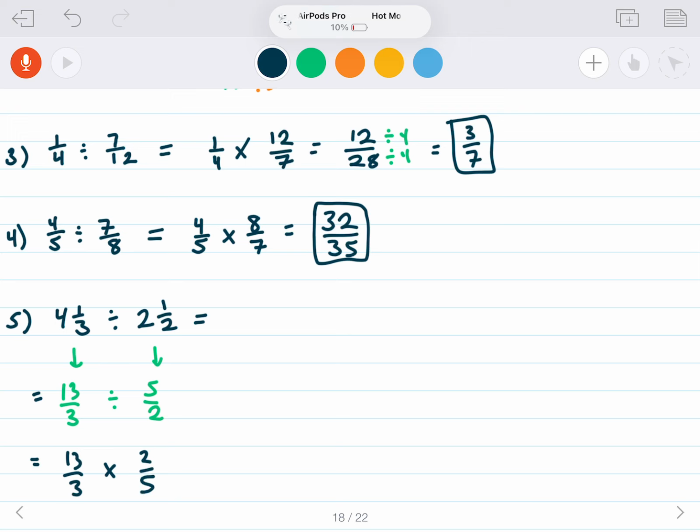Now look on the diagonals. I know that 13 and 5 don't have any common divisors, neither do 2 or 3, besides 1, of course. So I know that when I multiply straight across, I'm not going to have to simplify this. 13 times 2 is 26 on top, and 3 times 5 is 15 on bottom. And that is going to be my answer there.